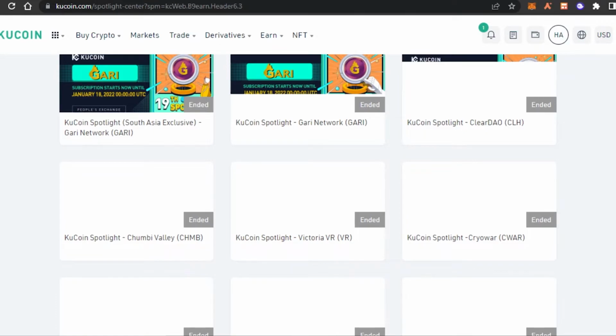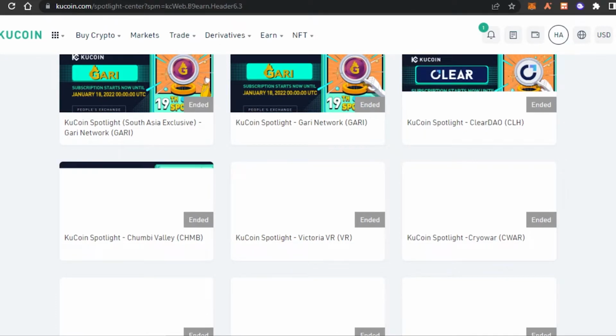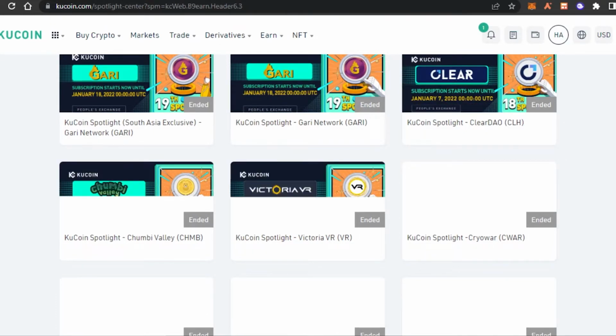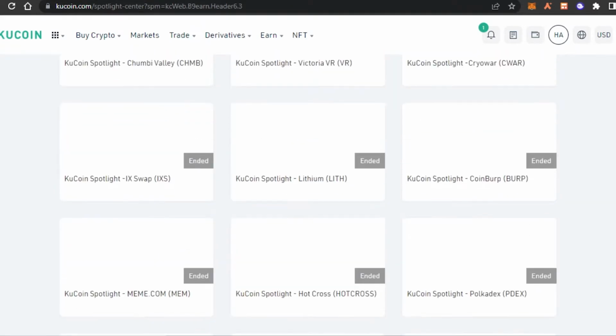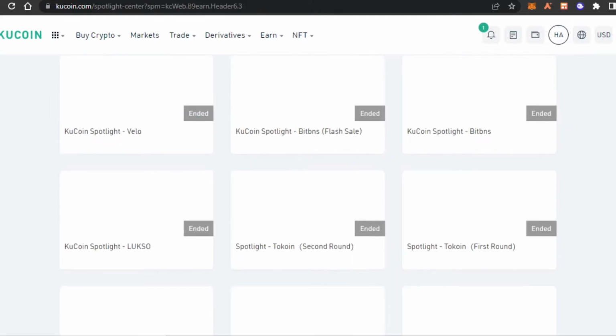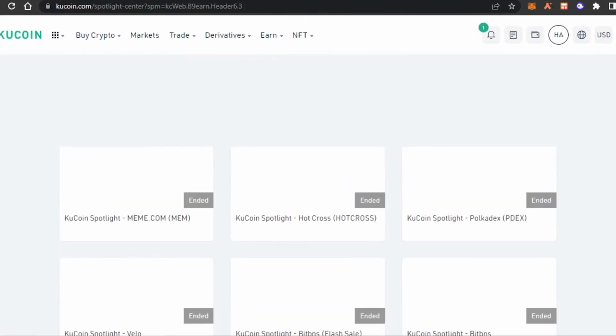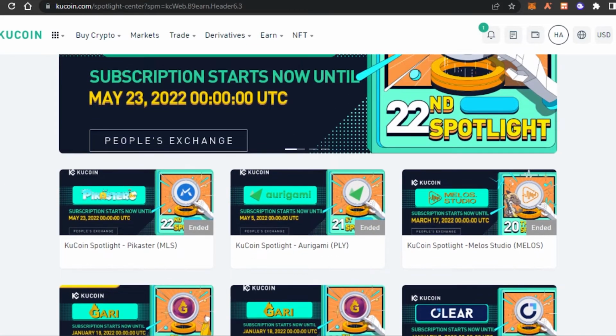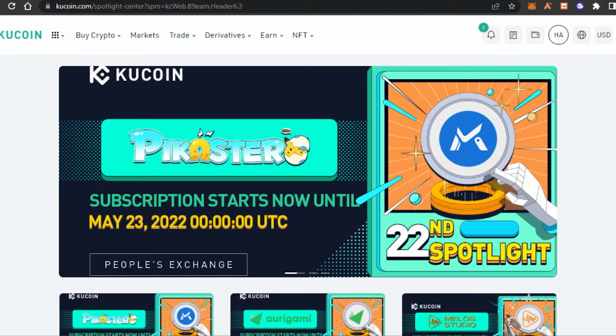What you can do is you can launch your own tokens. This is KuCoin Spotlight, and you can see it literally, the tokens that are being launched are sold within seconds. You can see all of these are ended right now. What you can do is you can schedule your own tokens and line them up in Spotlight.